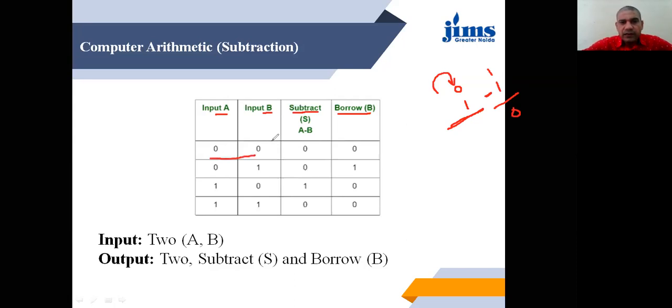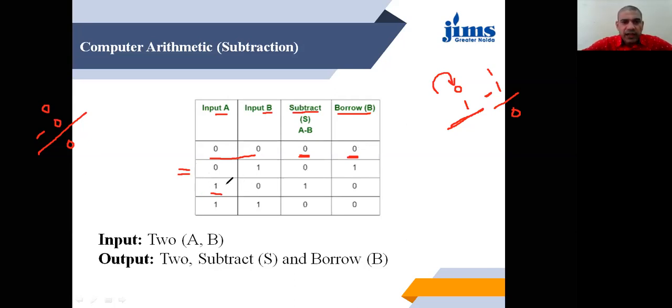So when we see the first case, the value of A is 0, the value of B is 0, and we have to subtract this, then the subtraction is 0 and we are not taking a carry. So the value of subtraction is 0 and we are not taking a carry. We will discuss this case after these two. So let us try to understand these two first.